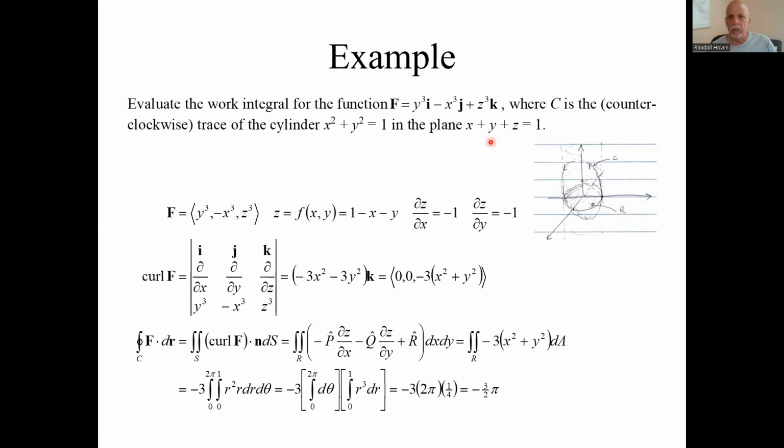We'll use this for the formula for the surface. We'll have z equals 1 minus x minus y. So here's our surface. Partials are easy enough, minus 1 and minus 1. There's our partials. Here's the F, y cubed minus x cubed plus z cubed. Find its curl. And it's all in k direction. I guess the x's and y's are zeros.